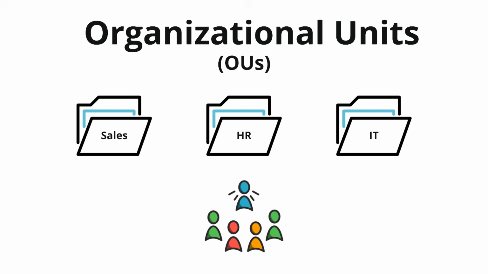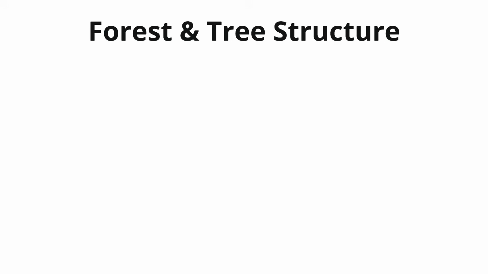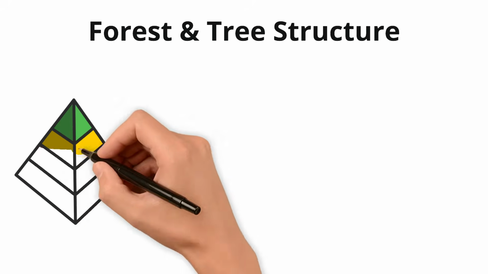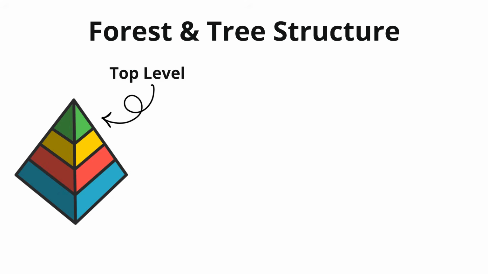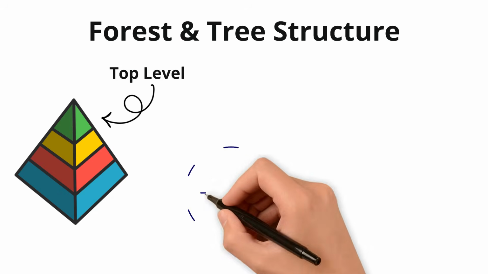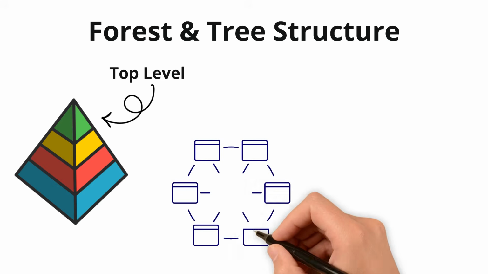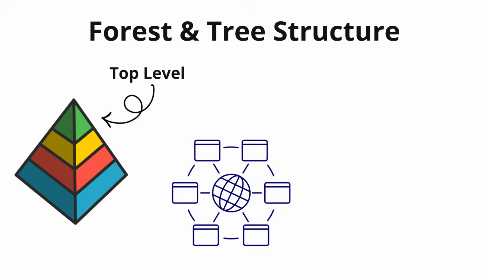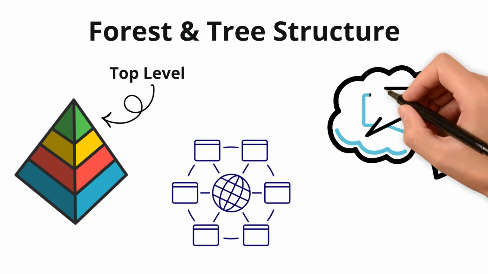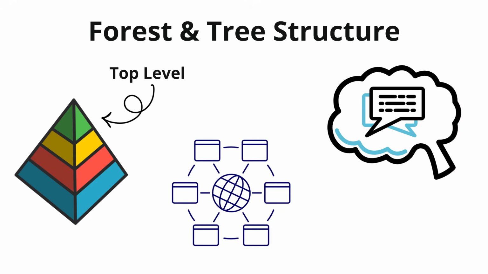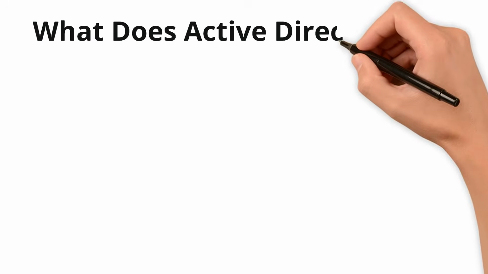And finally, there's the forest and tree structure. A forest is the top-level container in Active Directory. It can hold multiple domains that share a common configuration. A tree is a collection of domains within that forest that share a common namespace. You don't need to memorize all of this right now, but it's good to know these terms exist as your network grows. So, what does Active Directory actually do day to day?